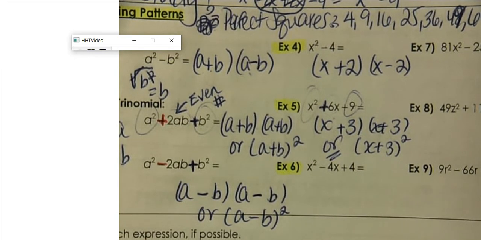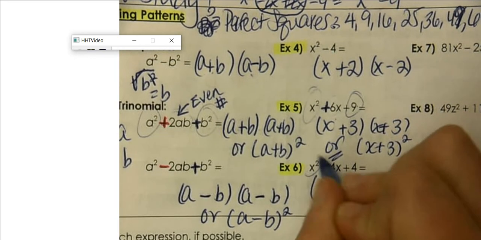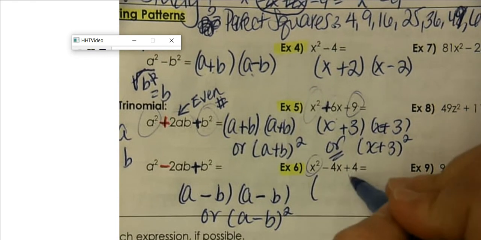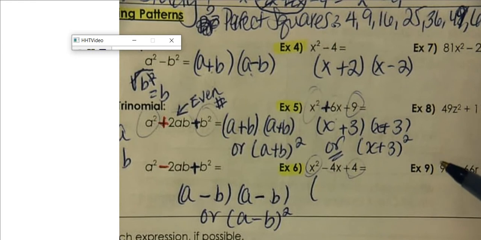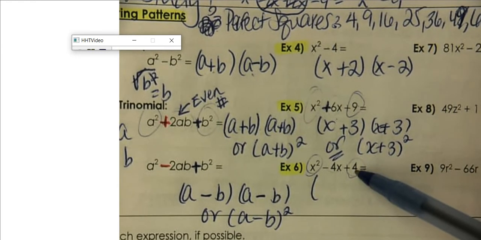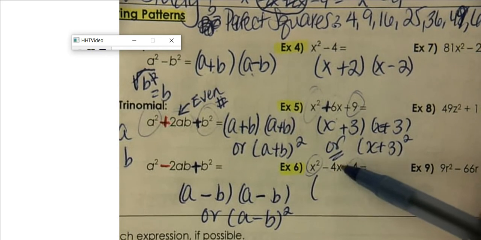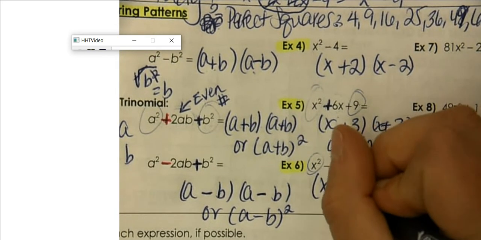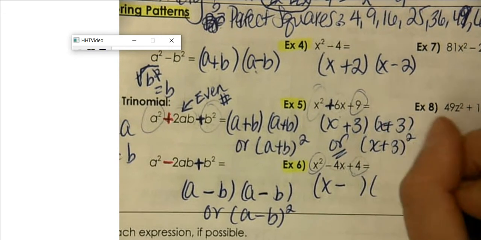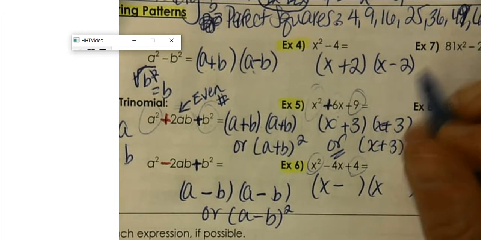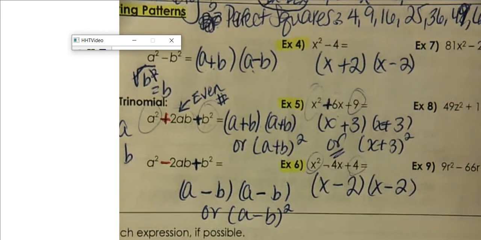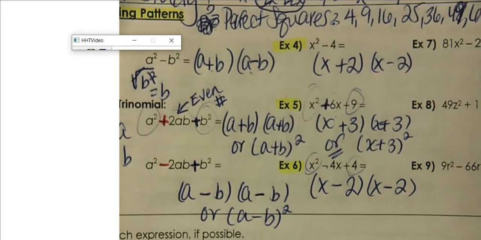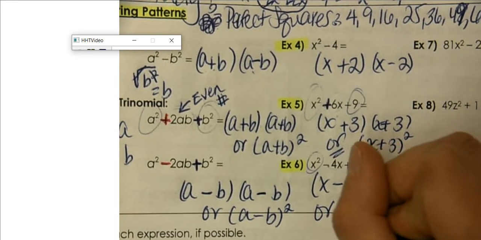For number 6, same thing. This has a perfect square first term, a perfect square last term, and the B value is a very special even number. If you were to take the square root of 4, that's 2, and double it, you'll get 4. So I'm going to write this as x minus, split apart the x squared into an x and an x. The square root of 4 is 2, and because my B value is minus, I'm going to have both of my signs be minuses. Or I can write this as x minus 2 squared.